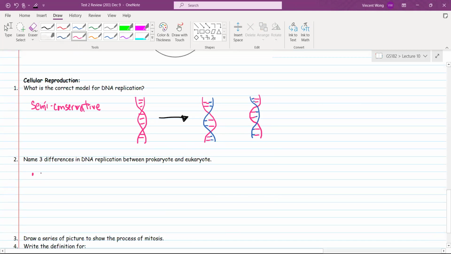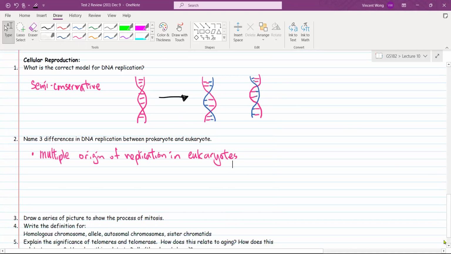Specifically, there are multiple origins of replication in eukaryotes. Okay, which makes sense because eukaryotes have a lot more DNA to copy, so you need to open up multiple bubbles to speed things up.